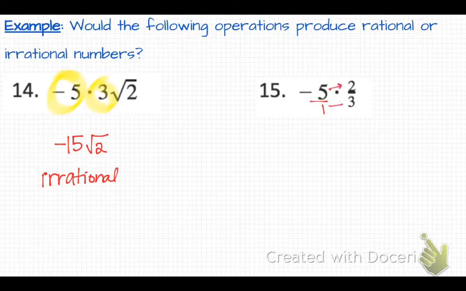Can't I just multiply across? You see that? And what kind of number is negative 10 over 3? Rational. I have two integer values as a fraction. So that's a rational number. Does that make sense?